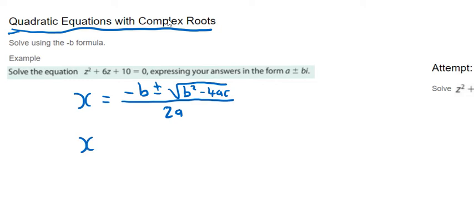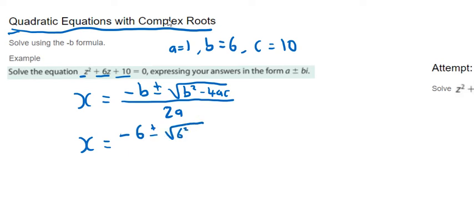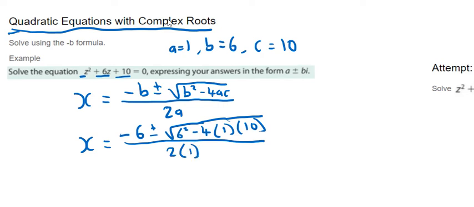So a in this one is 1 because we're looking in front of the z squared, so there's nothing there, so automatically it's a 1. b is 6 because in front of the z there's a positive 6, and then there's a positive 10 where the c should be, so c is 10. I'm just going to put the numbers into the formula. So we're going to get minus 6 plus or minus square root of 6 squared minus 4 multiplied by 1 multiplied by 10, and 2 multiplied by 1 will be on the bottom.